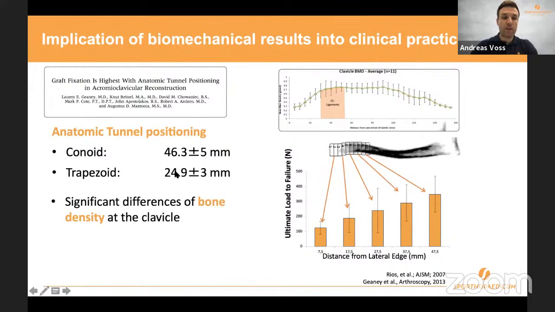If you look at the fixation points of the clavicle compared to the coracoid process, these are the anatomic insertions of the conoid and the trapezoid ligament on the clavicle. And this one here is a bone mineral density measurement. You can see here the density is highest in between the attachment points of the conoid and the trapezoid ligament. So if you want to repair or drill anything, we recommend to do it within this range from 25 to about 45 millimeters.